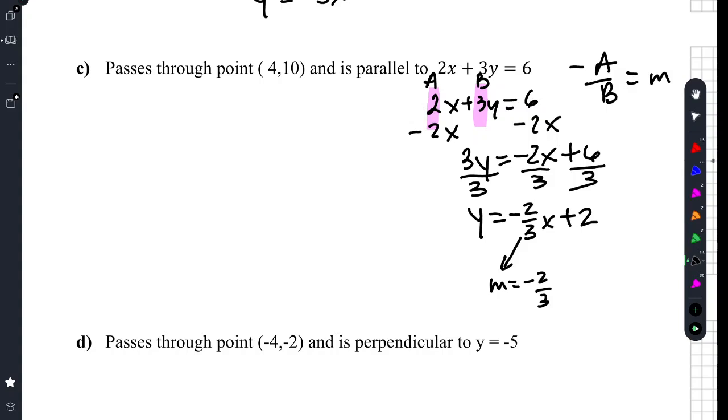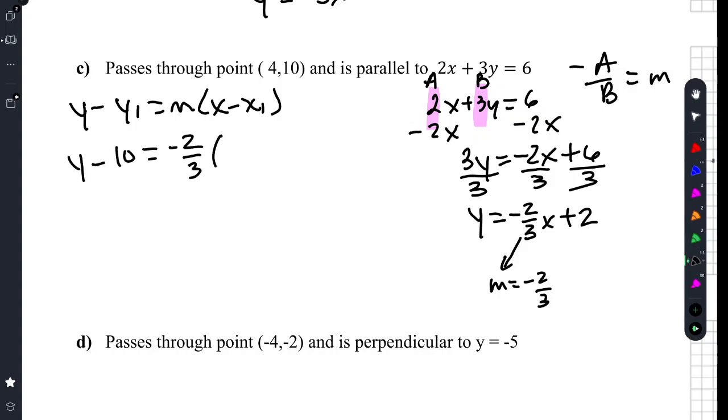Okay? All right. So then we just plug that into the point slope formula, right? Y minus y1 equals m times x minus x1. Why are we not flipping and negatizing the slope this time? It's parallel. Good. So we get y minus 10 equals negative 2/3 of x minus 4. Distribute the negative 2/3. It's going to get ugly now. So negative 2/3 x plus what, everybody? 8/3.